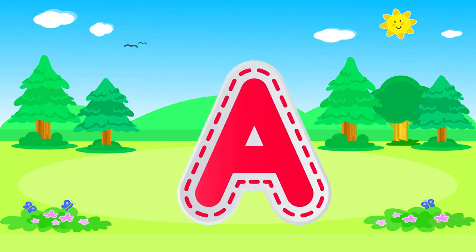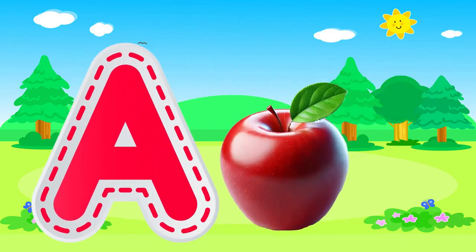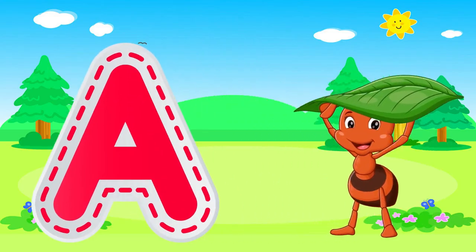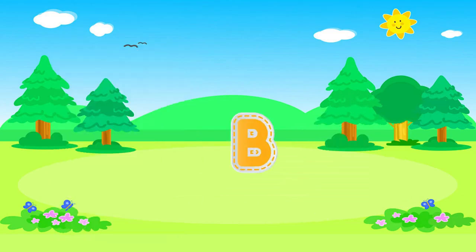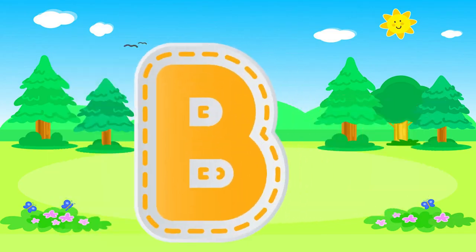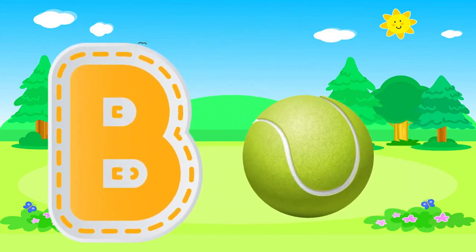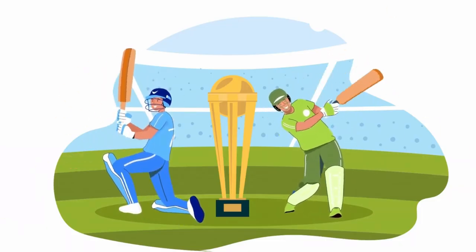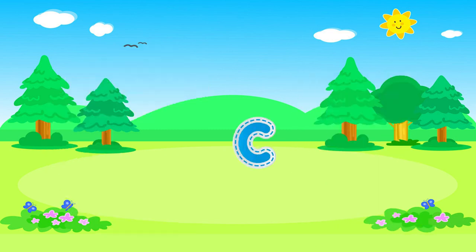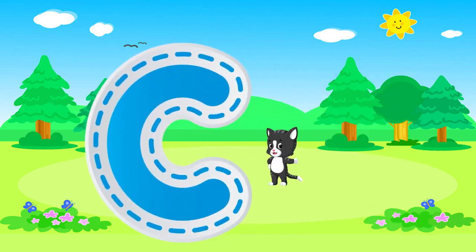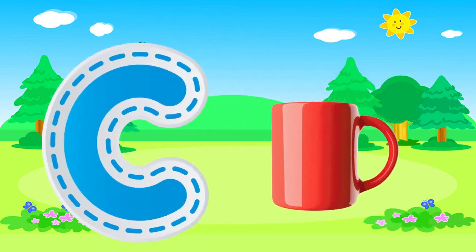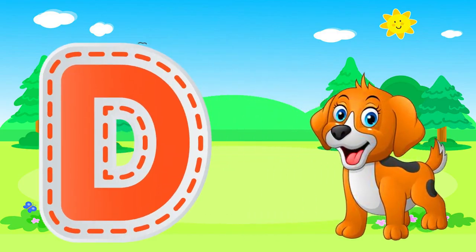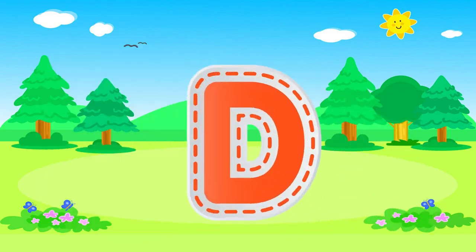A for apple, A for ant, B for bat, B for ball, B. C for cat and C for cup, D for dog, D for ducks.